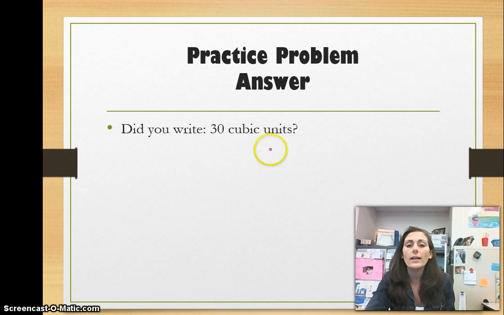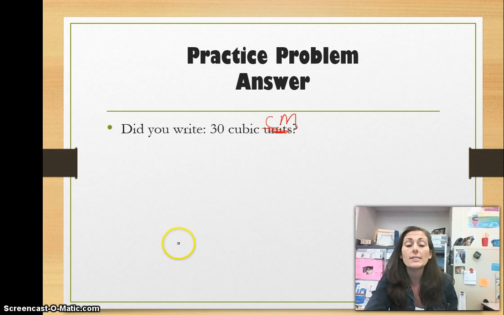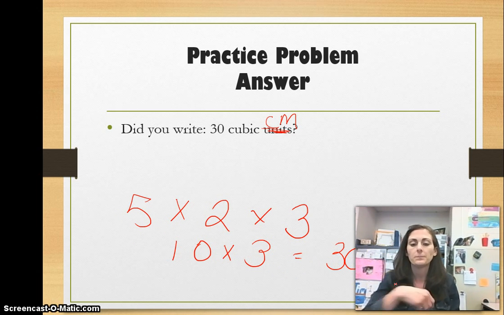Now, did you write, oh, not cubic units, we want it to be 30 cubic centimeters. If you remember from the question, it was 1 cubic centimeter. And 5 times 2 is 10, because your dimensions were 5 by 2 by 3. So 5 times 2 is 10, and 10 times 3 equals 30 cubic centimeters. You can also write it that way.